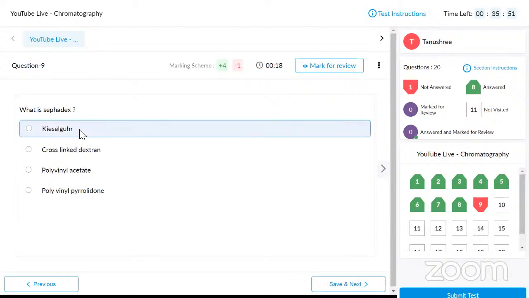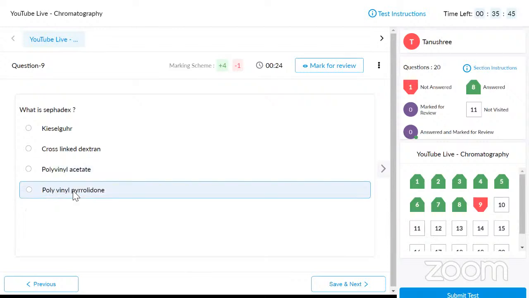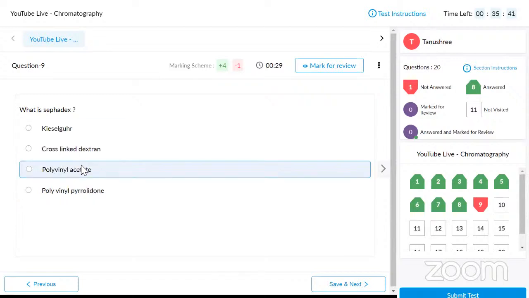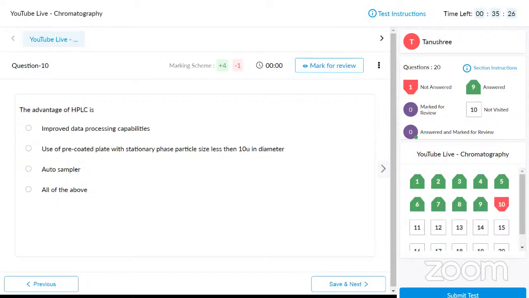So it is not a Kessel board, nor is its chemistry similar to that of polyvinyl acetate, nor is it polyvinyl pyrrolidone. So these are not polymers. Sephadex is basically a cross-linked dextran. Dextran is the basic parent chain in Sephadex. So the Sephadex answer is cross-linked dextran. So this was a very theoretical question.